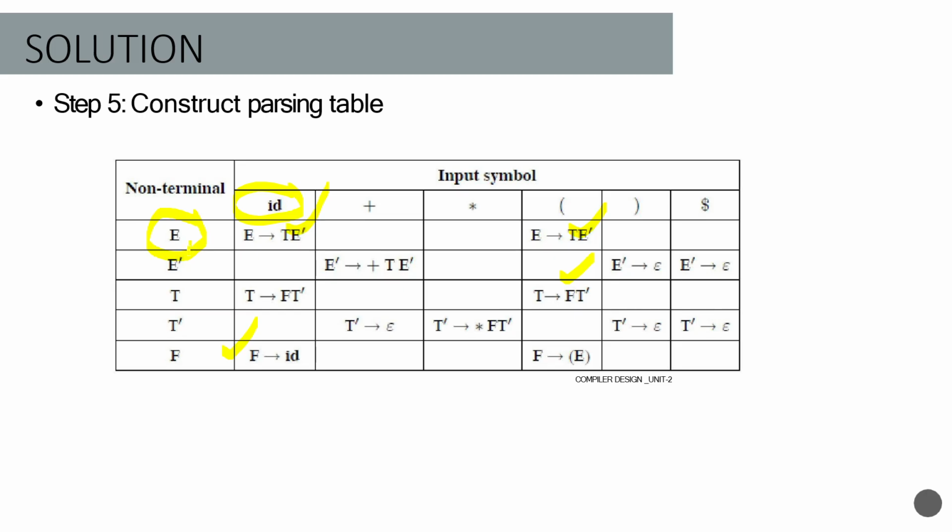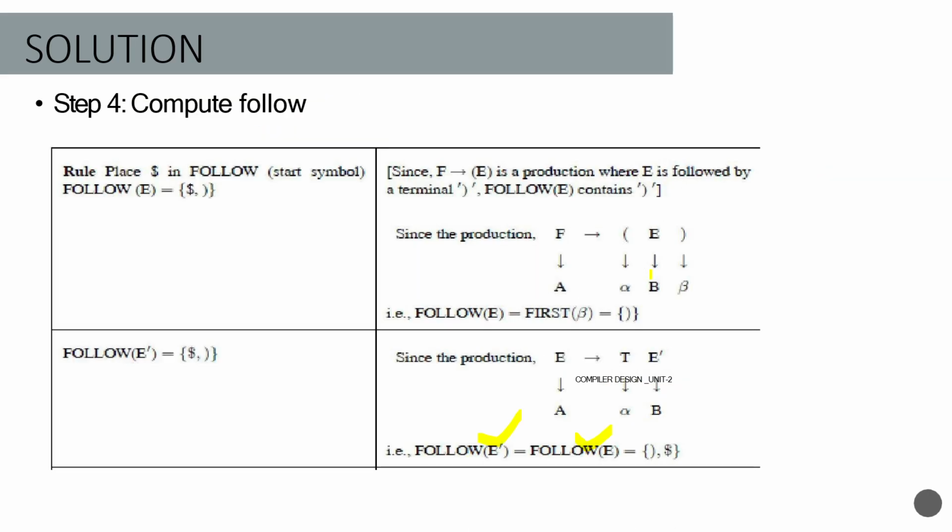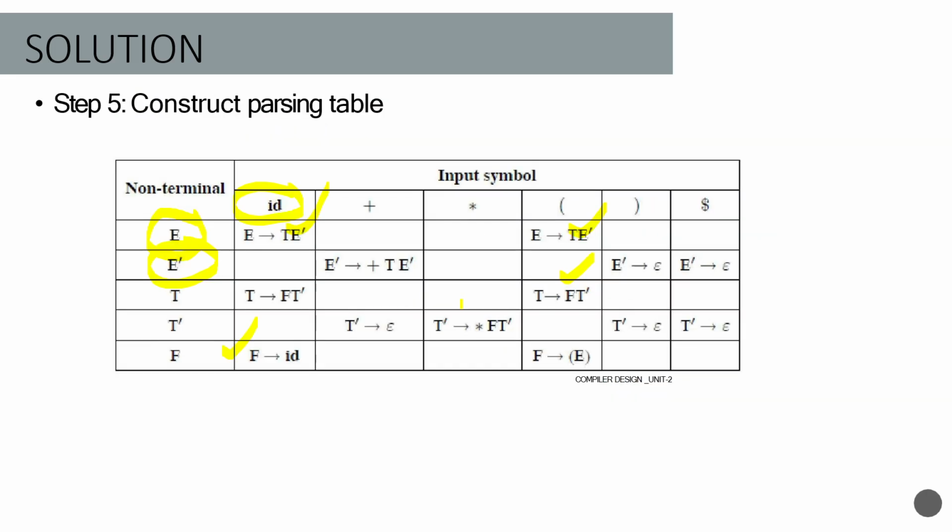For that, we need to find the follow of E dash. In whatever the follow of E dash, in that place we write the production E dash tends to epsilon. What is follow of E dash? Follow of E dash is close bracket and dollar symbol. So in close bracket and dollar symbol, we write E dash tends to epsilon.